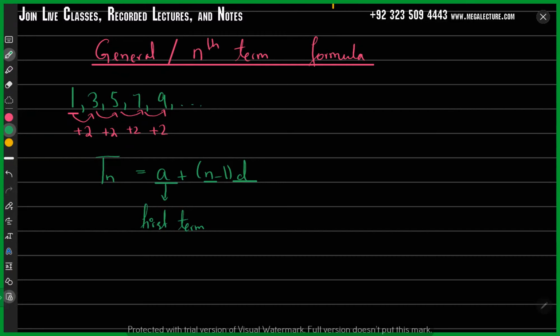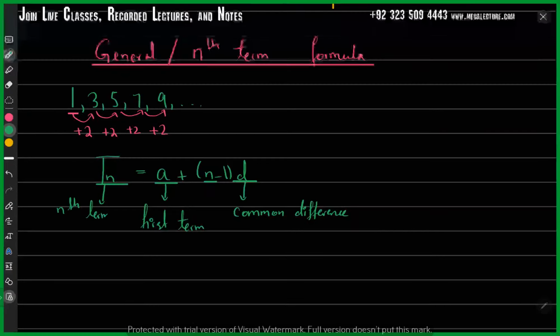And this basically is your nth term formula. Okay, so nth term formula is Tn equals a plus n minus 1 into d. Let's understand this.